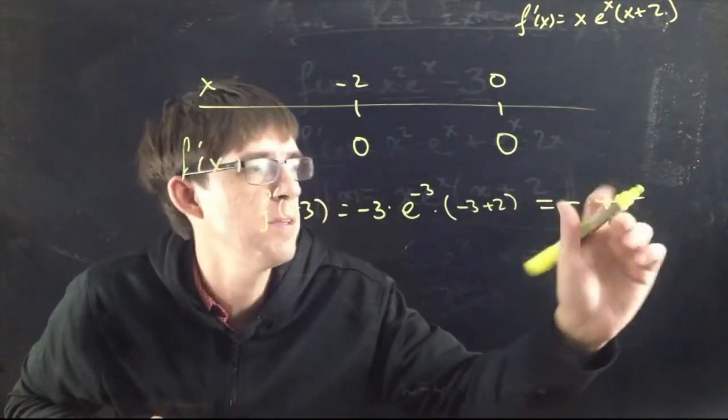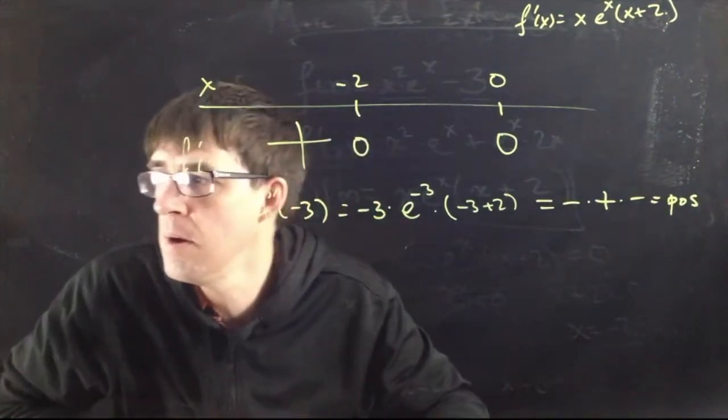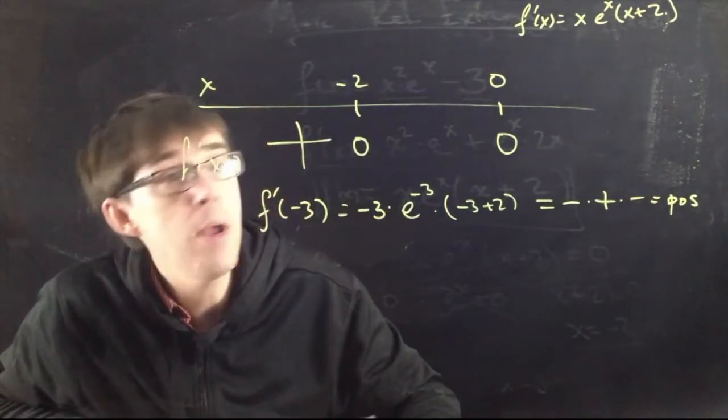So I have a negative times a positive times a negative. This is a positive. So I go positive right there. All right, okay, that was the first one.